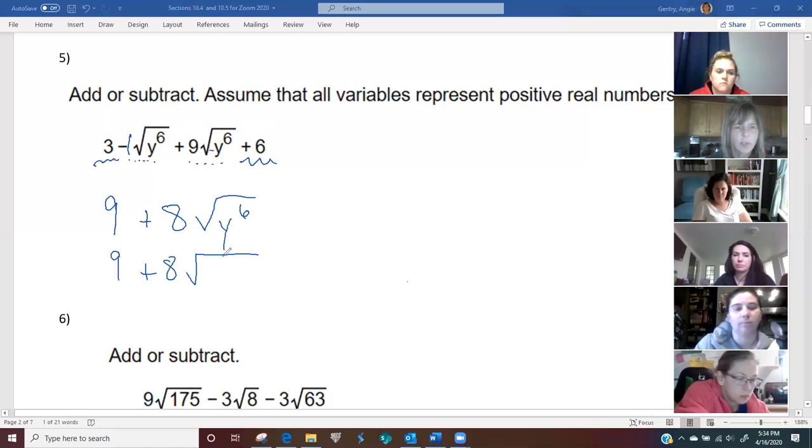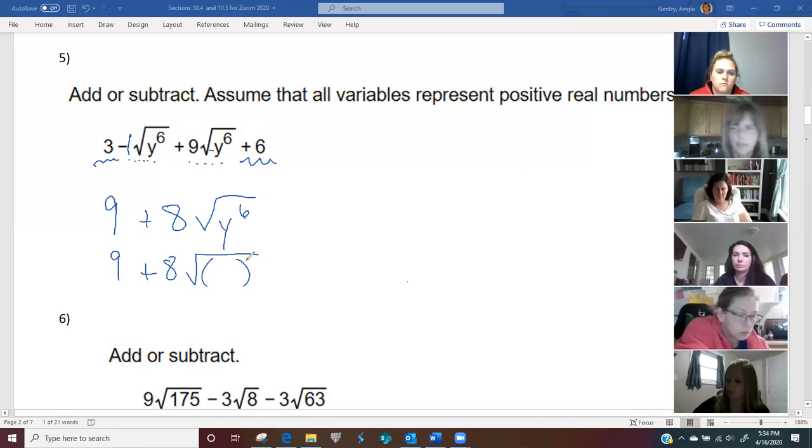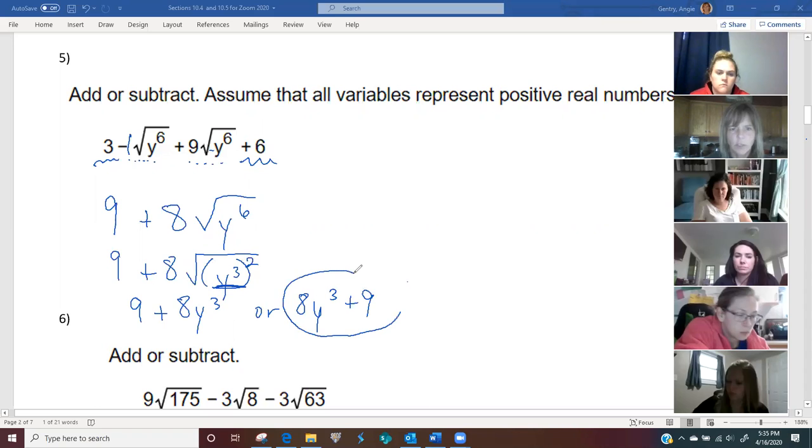So square root of y to the 6, we would simplify that by saying I need something squared. What has to be in here? Y to the 3rd. Right? And then that whole thing comes out. This piece matches, or that exponent matches the index. So this whole piece comes out, and your final answer is now 9 plus 8y cubed, or 8y cubed plus 9. Order doesn't matter. We usually like to lead with the higher exponent. I don't think it'll matter in my math lab at this point. All is well?